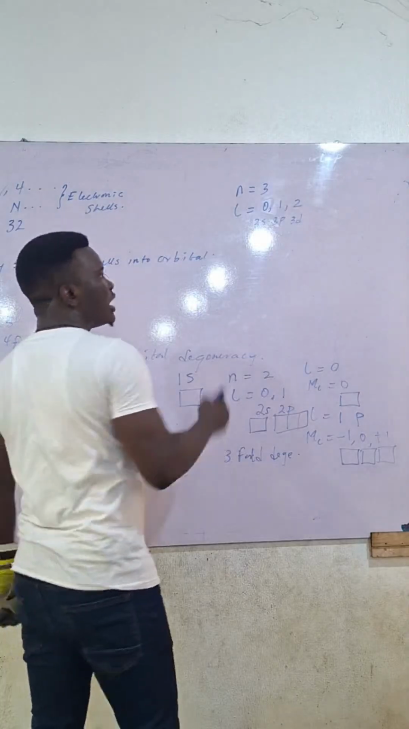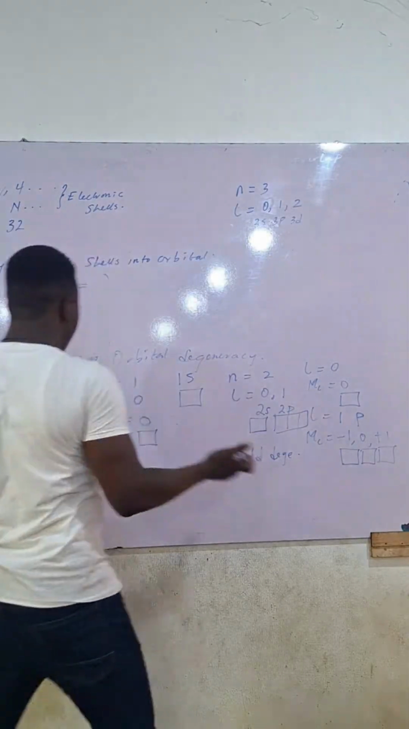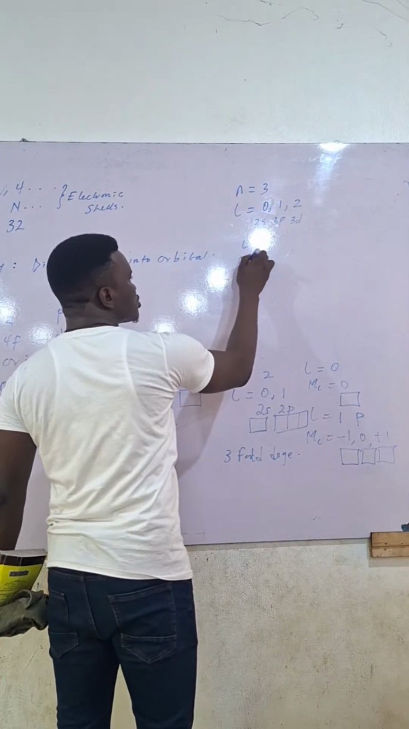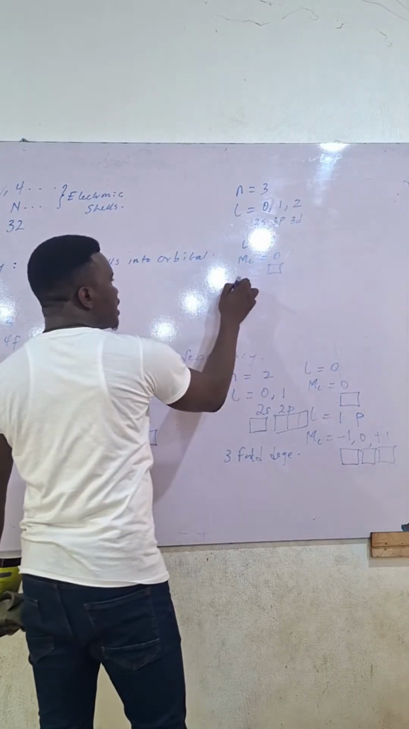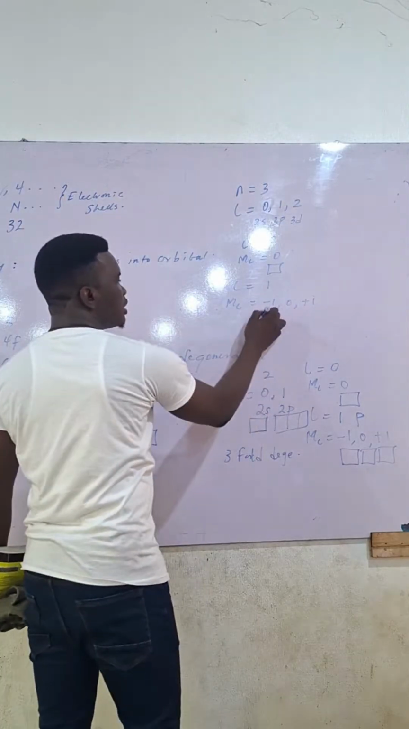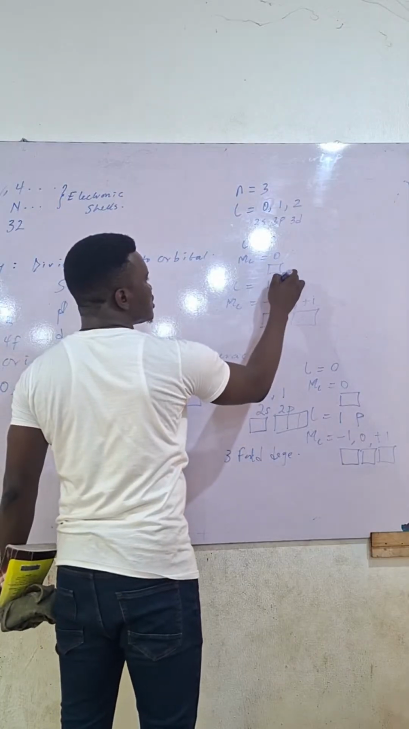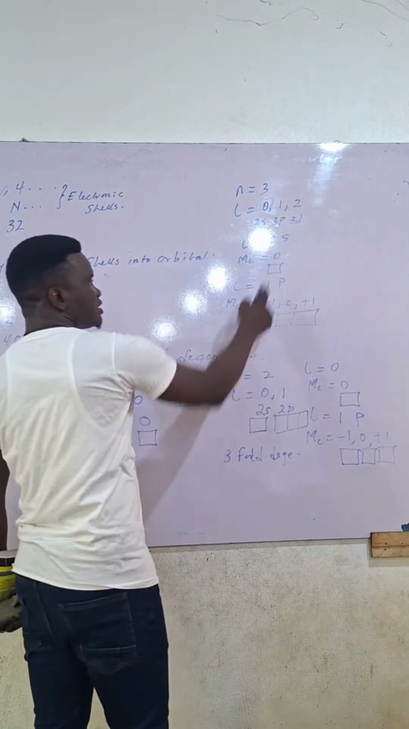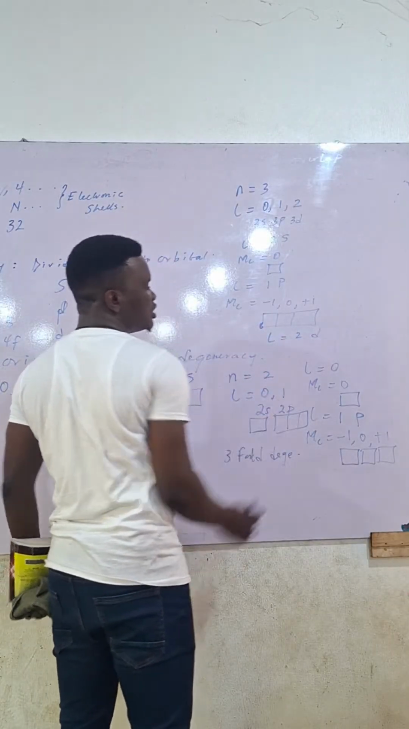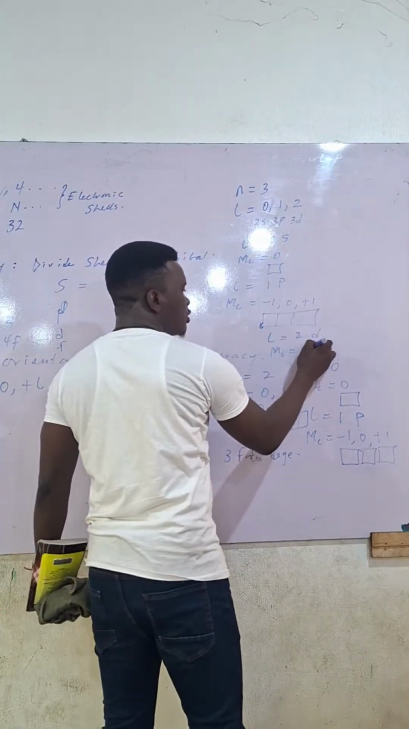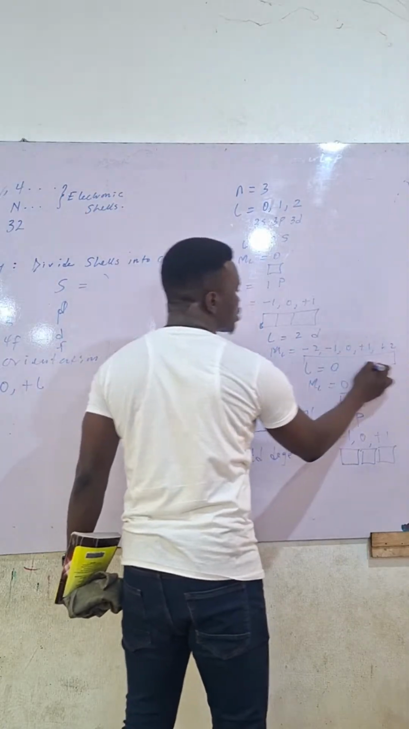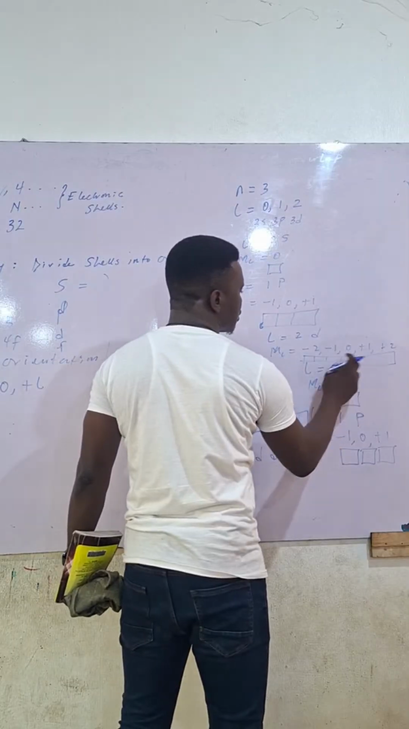Now let's look for ML. ML depends on the values of L because it takes minus L through 0 to plus L. So when L is equal to 0, ML is also going to be 0, one orbital. When L is 1, ML is going to be minus 1, 0, plus 1. That means 3. S is not divided, P is divided into 3. When L is 2, which is the D orbital, ML is going to be minus 2, minus 1, 0, plus 1, plus 2. And that means D will be divided into 5. And F into 7. Wow.